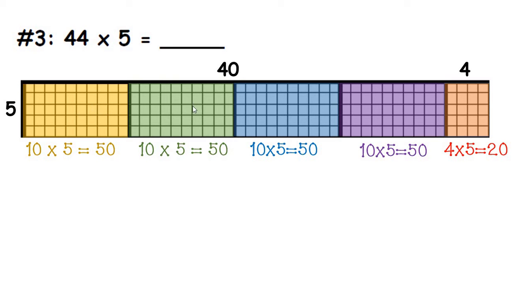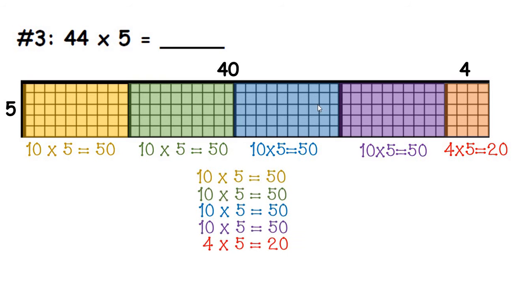This is 50 plus 50 is 100, plus another 100, or plus another 50 plus another 50. That gives me a total of 200. So 5 times 40, this section right here, ends up being 200, and then I've got one more group over here. 4 times 5 is 20. When I add all that up, there's a 0 in the ones place, and 5 plus 5 plus 5 plus 5 plus 2 is 22. So we end up with 220.